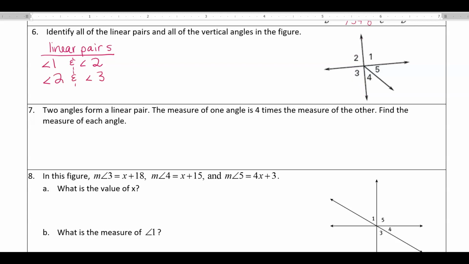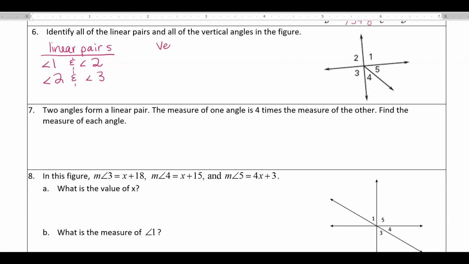And readjusting, I'm going to look. These are not a linear pair because pair means 2. This has 3. And going this way, these are not linear pairs again because there's 3. Linear pair is only 2. So angle 1 and angle 2 form a linear pair. Angle 3 and angle 2 form a linear pair.